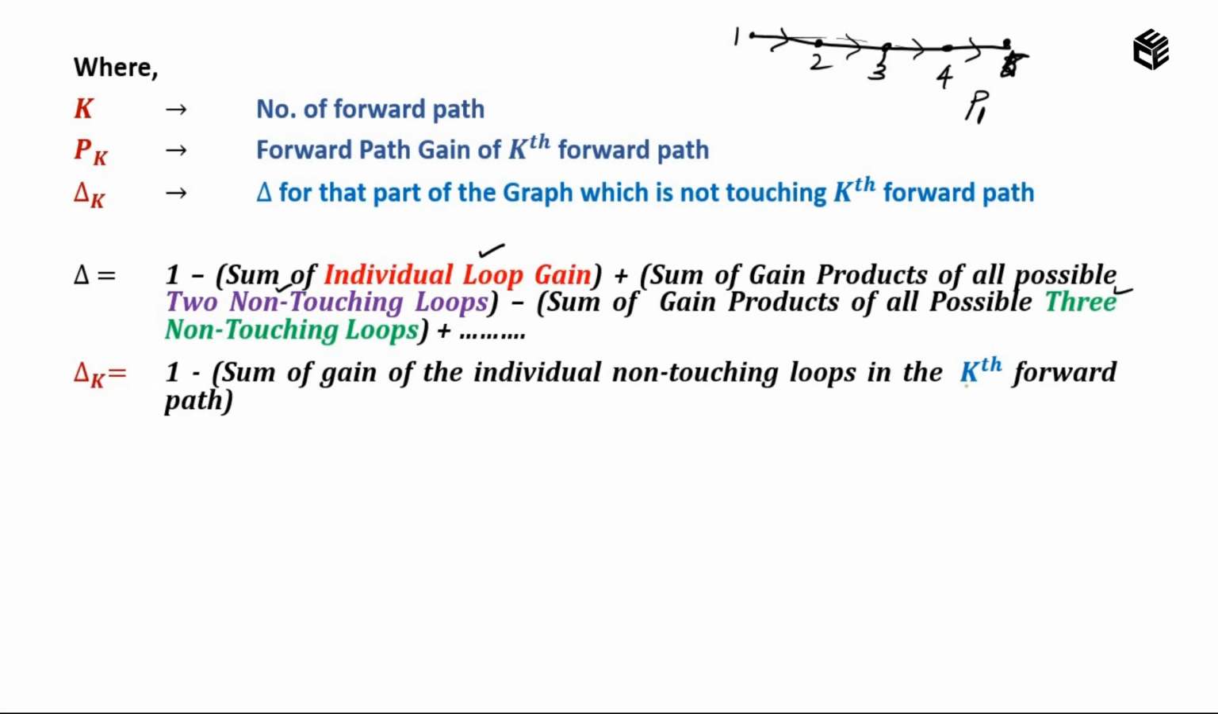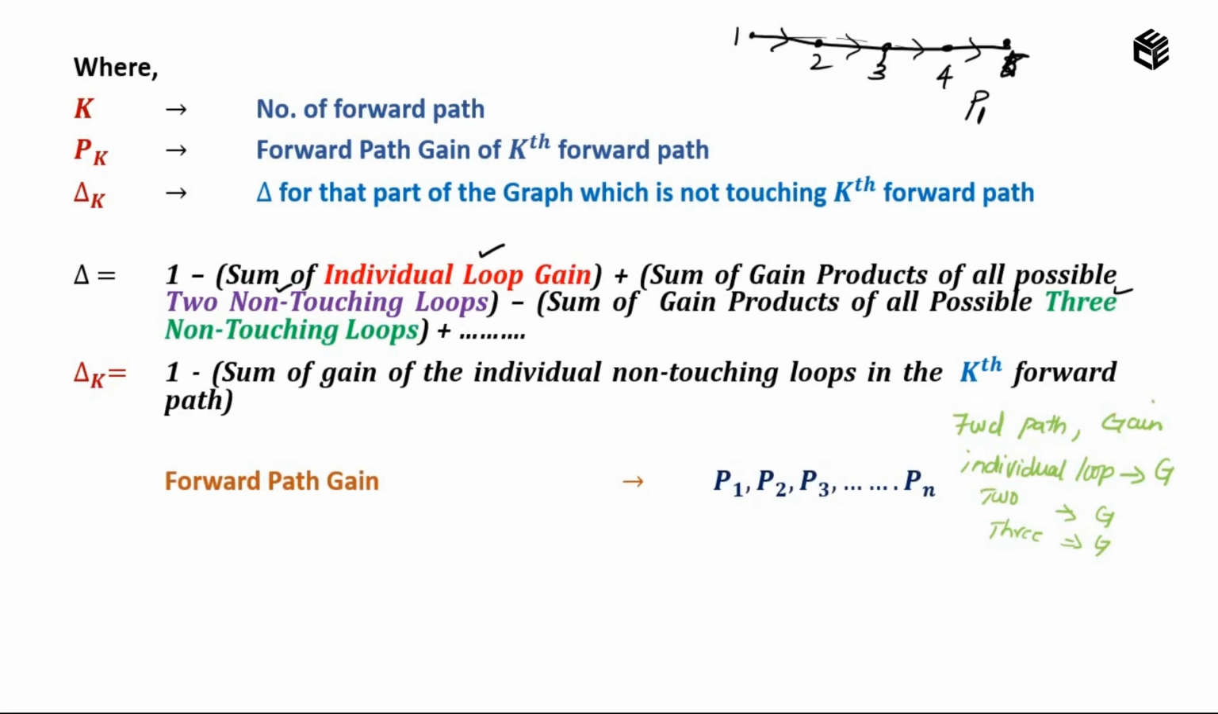Now from these formulas you can say that we have a forward path, so we will have a forward path gain. We have individual loops, so we will have a gain related to the individual loops. Similarly for 2 non-touching loops we will have a gain, for 3 non-touching loops we will have a gain, and for 4 non-touching loops we will have a gain. So I am going to tell you how we are going to represent all these gains.